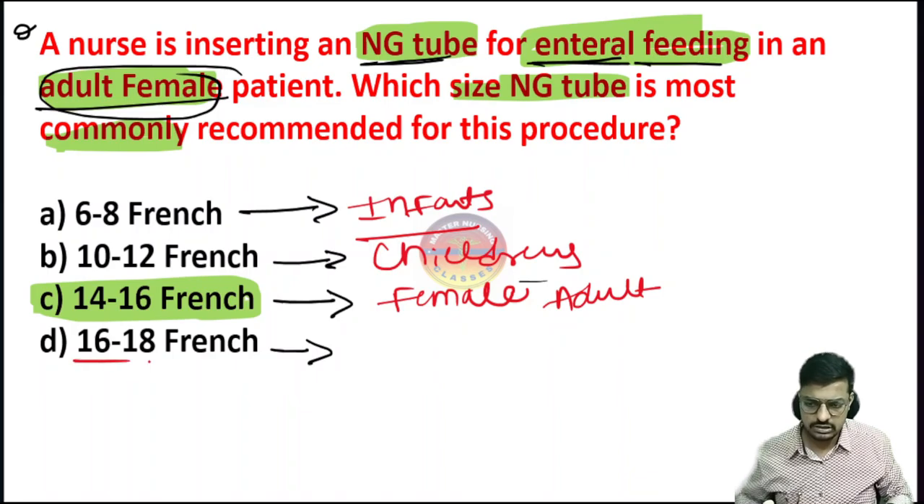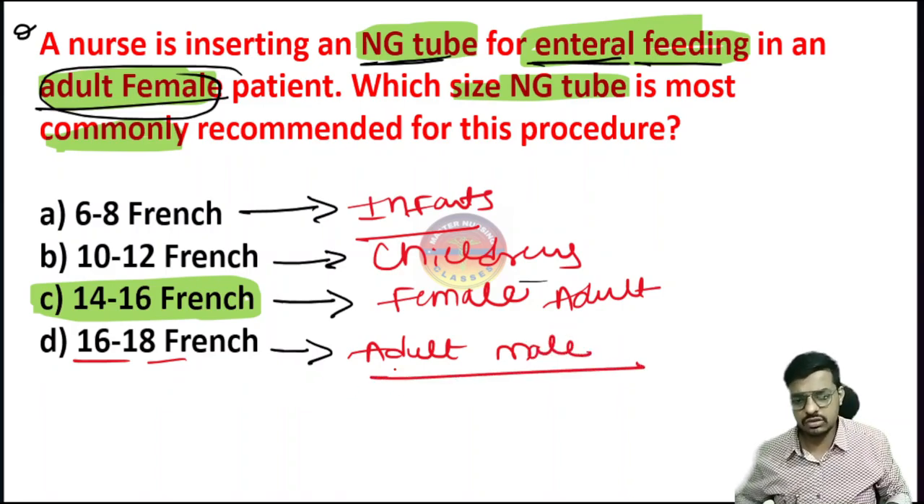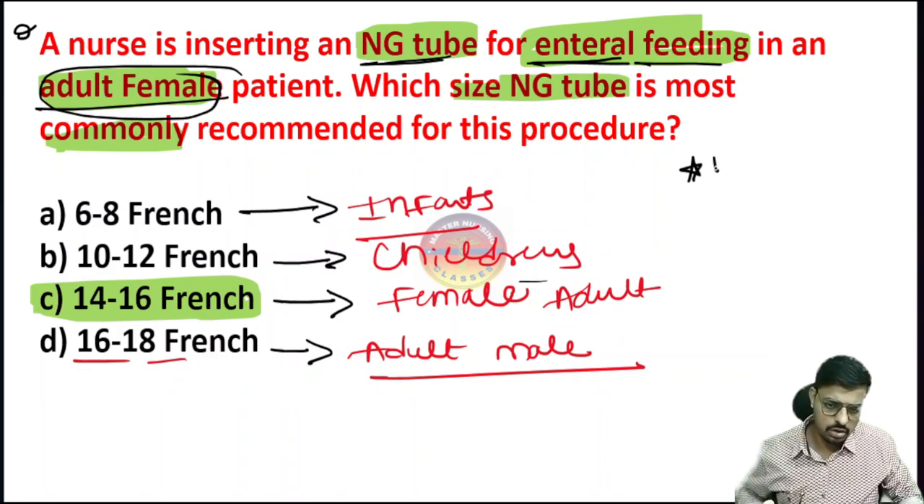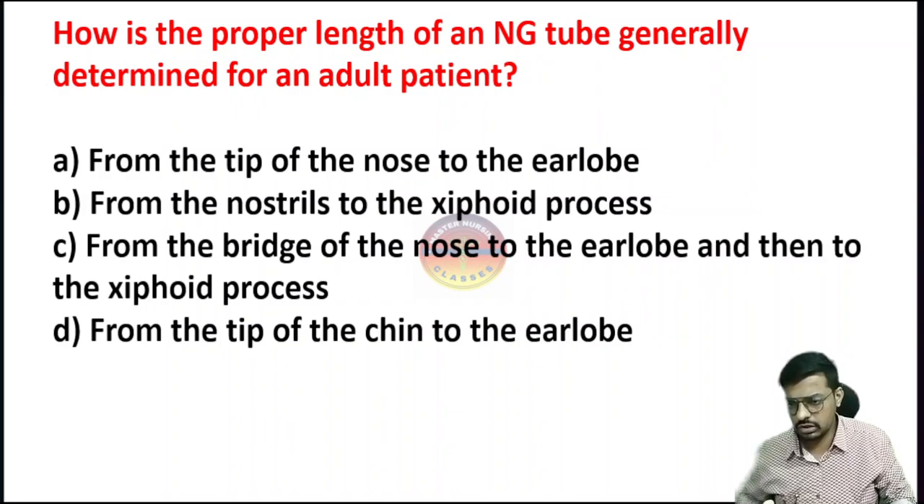Very, very important. Then 16 to 18 French is the, guess what is the answer? Yes, that is the adult male patient. The best one is the 16 to 18 French. So this is a very, very high yield question. Okay, very important question.